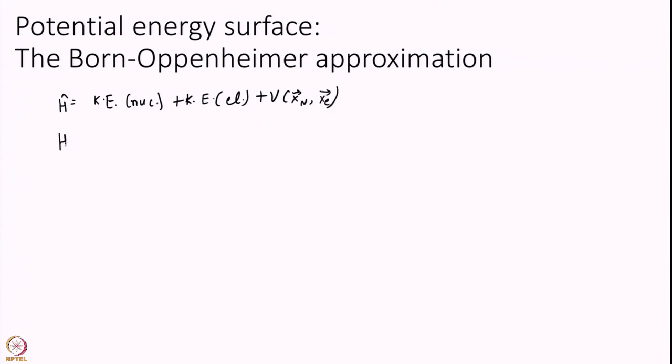Okay, so to make progress, what we do is define another Hamiltonian as just the kinetic energy of electrons plus the potential, the full potential. I have just not written the kinetic energy of nuclei here. And what I am going to do is solve for just the electronic Hamiltonian's eigenfunctions and eigenvalues.